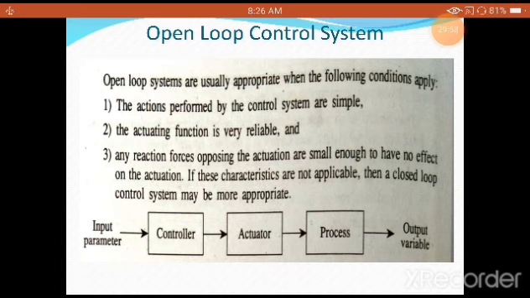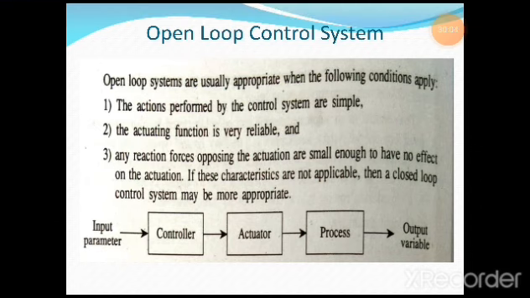If these characteristics are not applicable, then a closed loop control system may be more appropriate. That means if we want more accuracy, then we have to go for a closed loop control system, though it is costly, expensive and complex compared to what? The open loop control system.